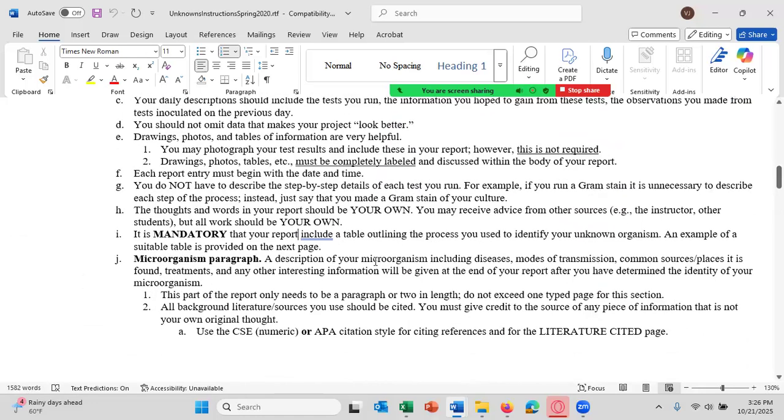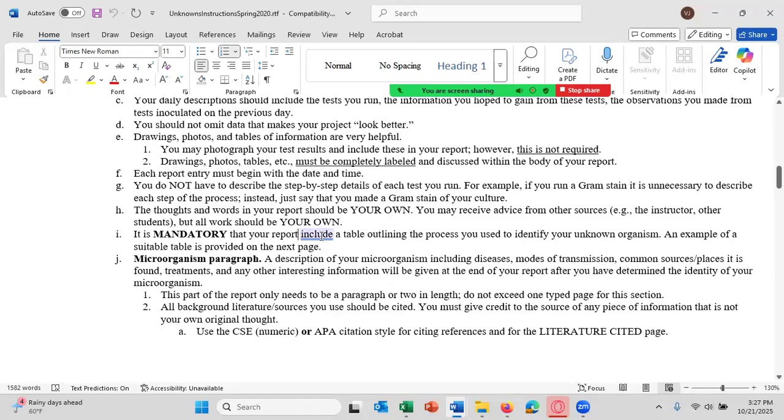You must also give a microorganism paragraph, which is a paragraph to half a page, talking about your organism, including the diseases, the mode of transmission, sources, places it's found, various treatments for that organism, and anything interesting about the organism. So this would be at the end of your report, and you should give a paragraph or 2 or half a page at most on this, and you should give a citation for where you got that information.